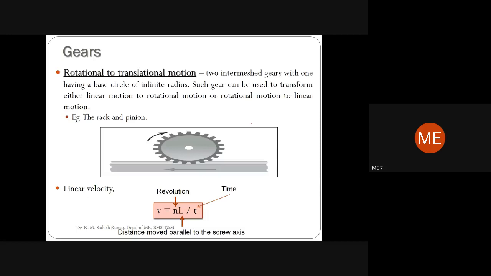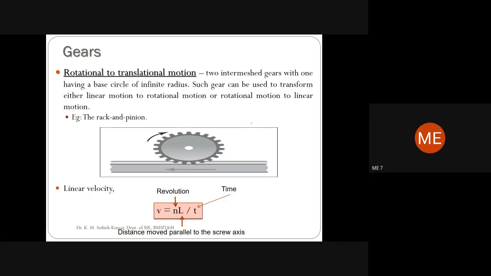Then we have what are called gears. In the gear, first is the rack and pinion. The previous section that you have discussed is from rotary to rotary. Now here we have rotational to translation motion. That is, the rack and pinion is going to be there. If I want linear velocity, I'm going to make use of the rack and the pinion, for rotational to translation motion.